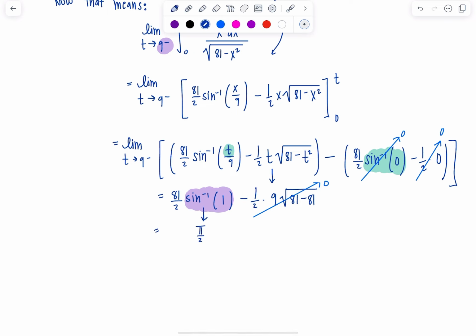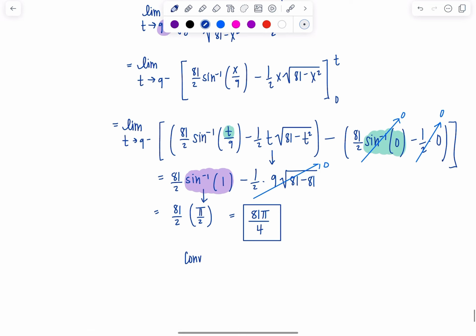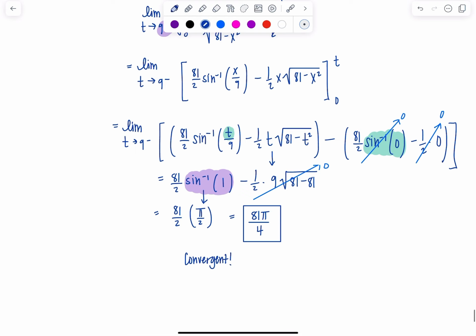Yes, very good. Okay, so 81 over 2 times pi over 2. And that gives us 81 pi over 4. What does that tell me? Well, as long as the limit exists as a finite number, then that means our integral is convergent. All right, and that concludes the integral of the day.